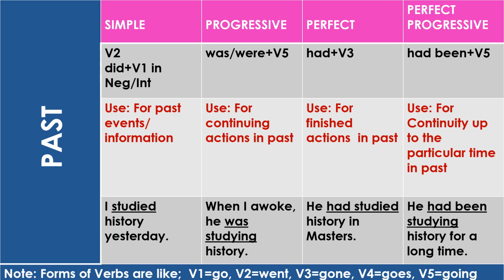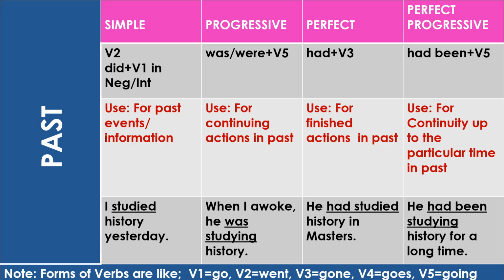Past tense. And first of all, simple past. In simple past, we use the second form of the verb, and in negative or interrogative, did plus the first form, that is V1. This is used for past events or information. For example, I studied history yesterday.